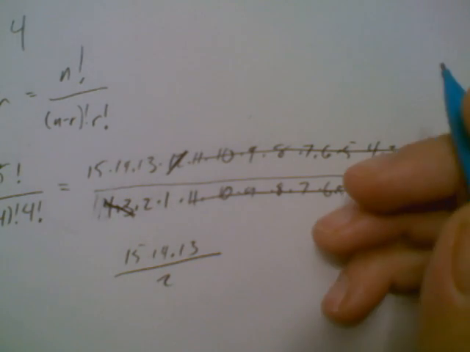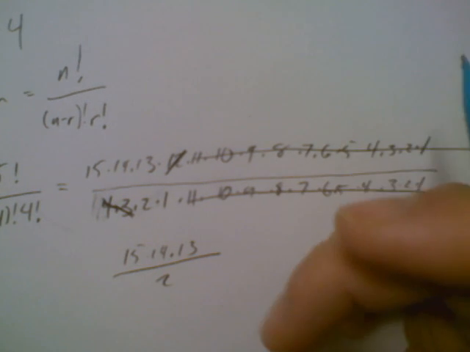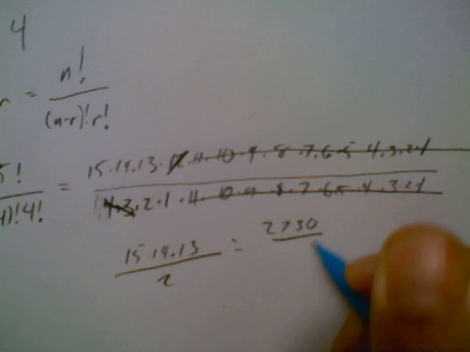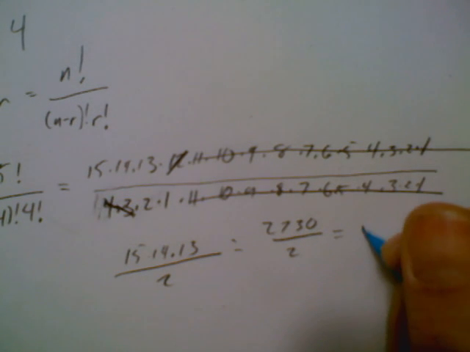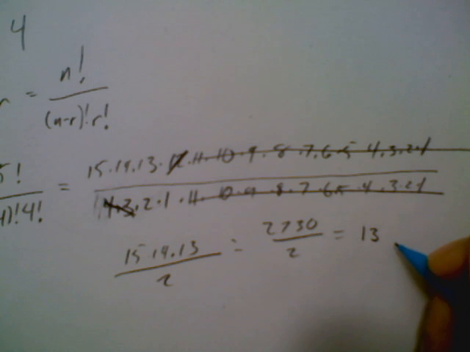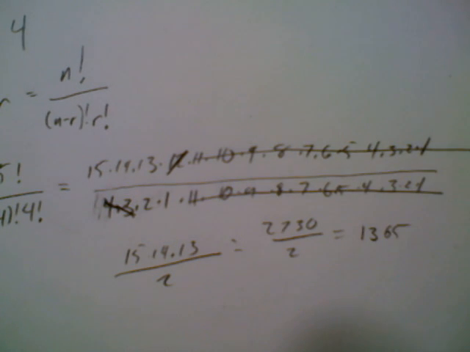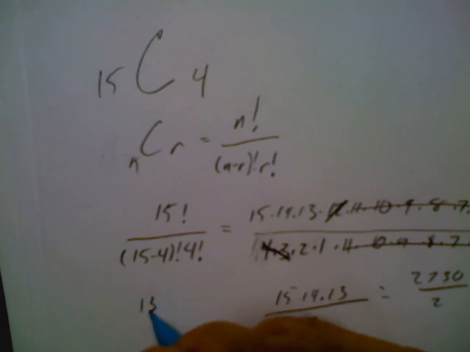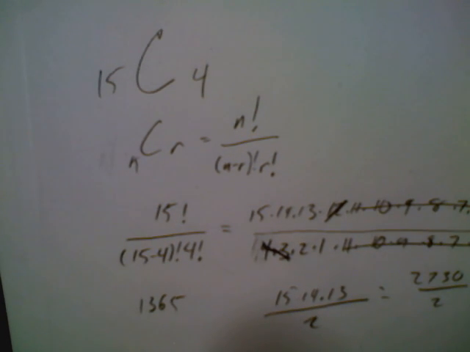Well, let's see. 15 times 14 times 13 is 2730, over 2 is going to give us 1365. So this whole thing turns into 1365. It's going to be smaller than the permutations because we're dividing by more numbers.